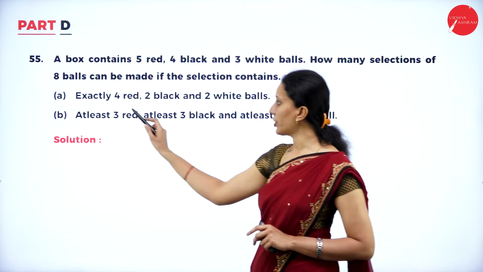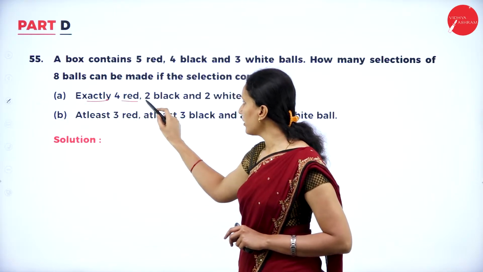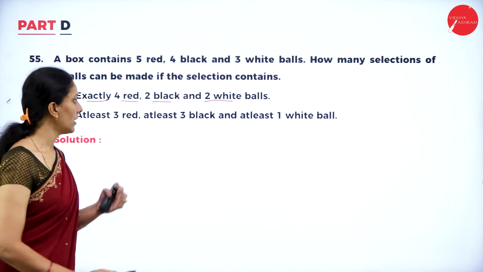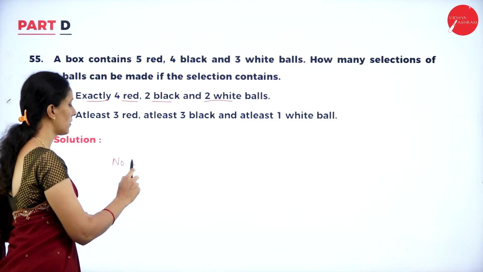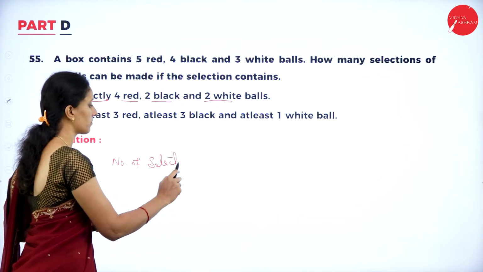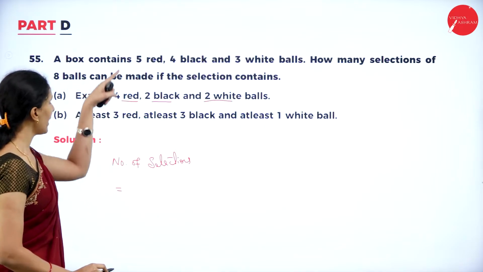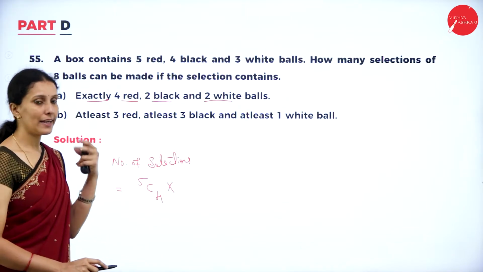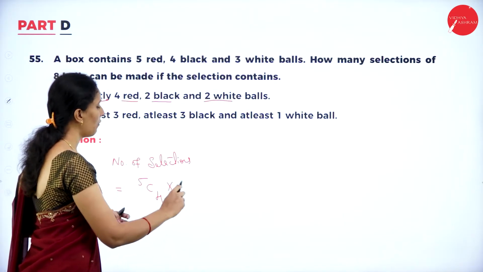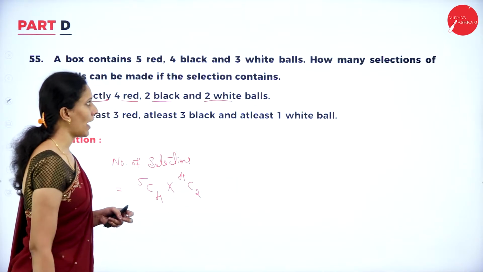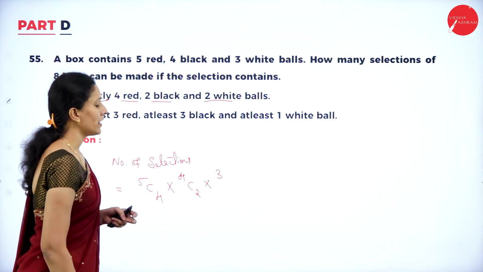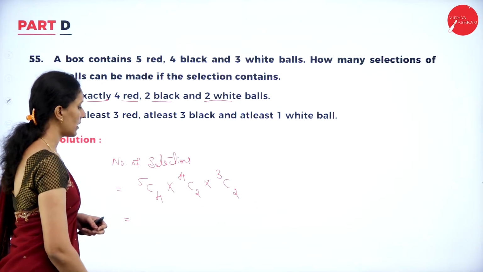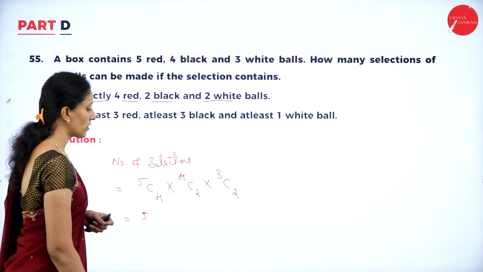So, clearly for the first question they have given exactly 4 red, 2 black and 2 white balls. So what will be the number of selections? We can clearly say here we have 5 red, so we have to choose only 4 red: 5C4, into, since AND is used, we have to multiply. We have 4 black, and we have to choose only 2 black. And we have 3 whites, out of which we have to choose only 2 whites. So here we have 5C4, which is nothing but 5. Here we have 4C2.